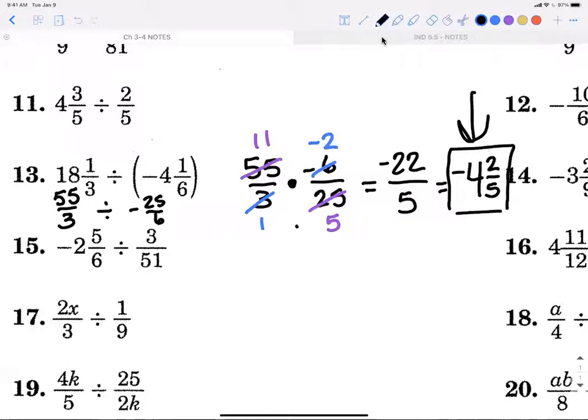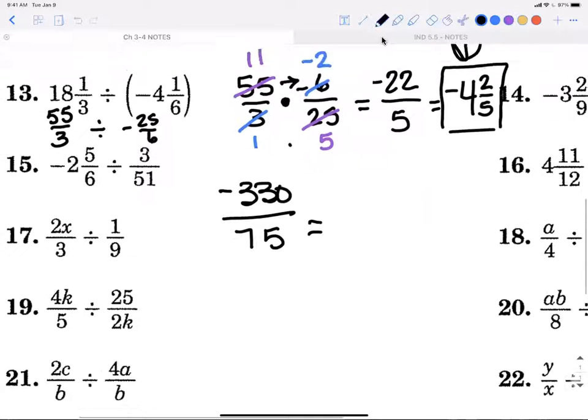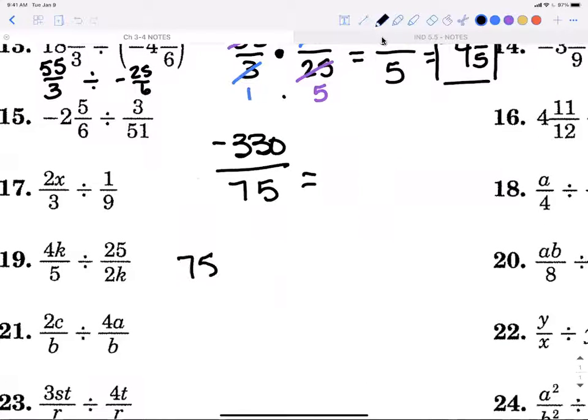So if we just multiply 55 times -6, without the reducing, if we just multiply right here, we get -330. Okay. If we don't reduce across the bottom, we have 3 times 25, which is 75. So you would get this. Okay. Now, when you go to change this to a mixed number, if you take 330 divided by 75 in your calculator, you get a whole number of 4. And with bigger numbers, it kind of makes it easier to do that. Remember this I showed you yesterday or on Friday.